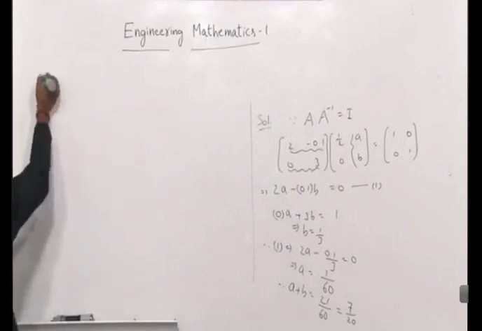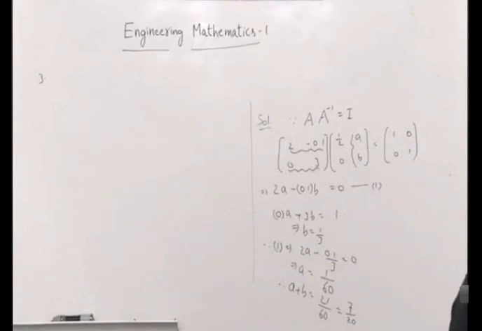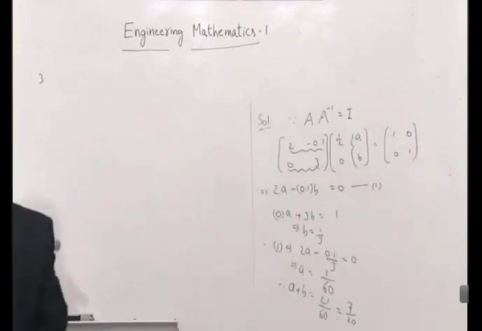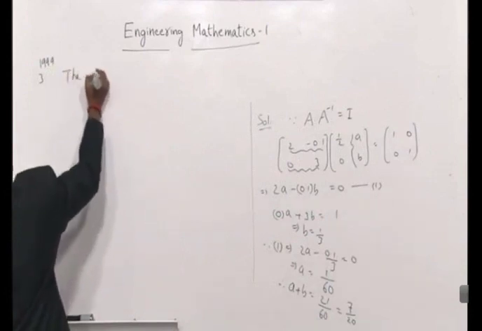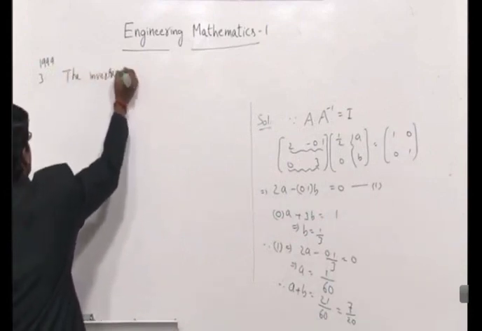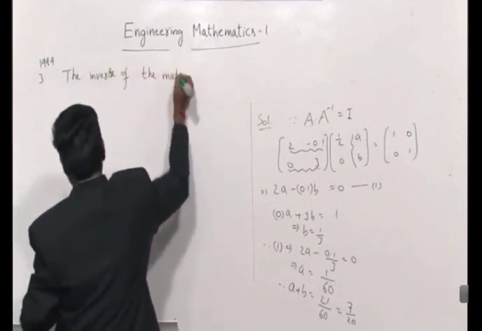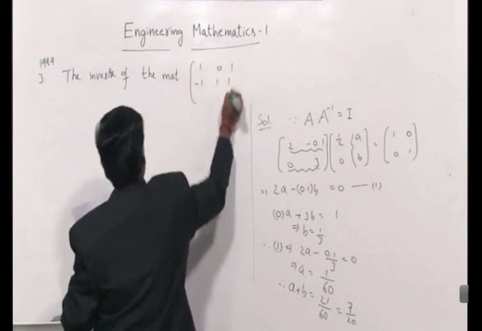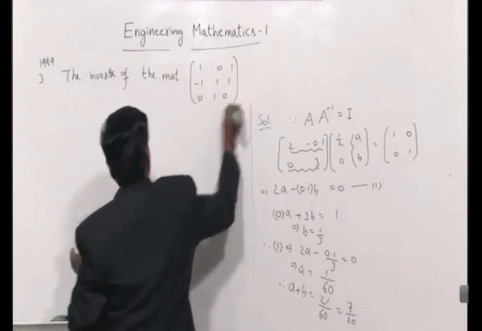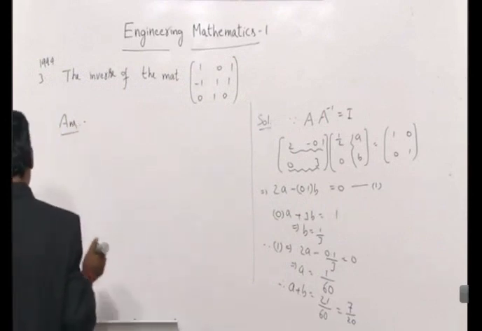The third one, I already showed how to find A inverse, you do it later. It is given in 1994: the inverse of the matrix [1 0 1; -1 1 1; 0 1 0]. I am giving the answer because I already showed the procedure for finding A inverse.